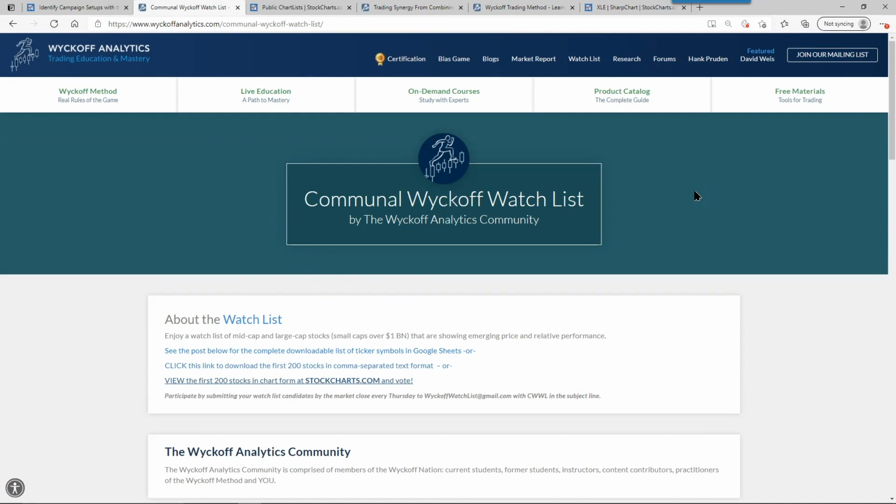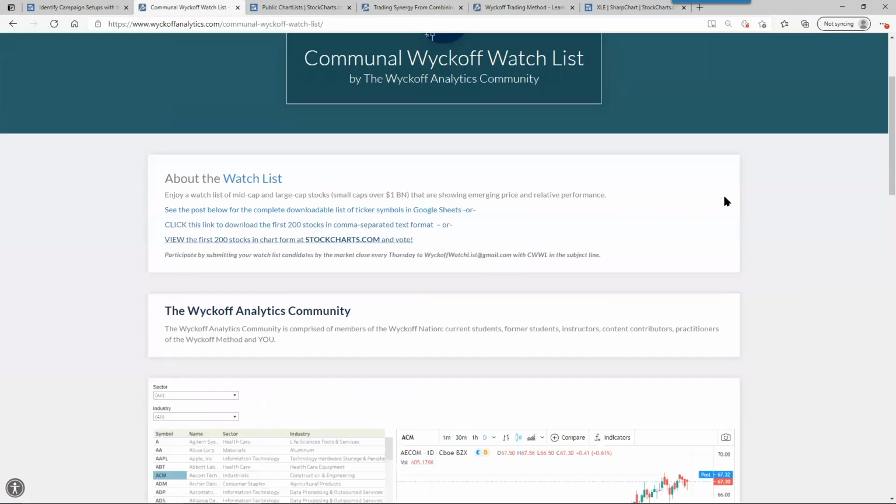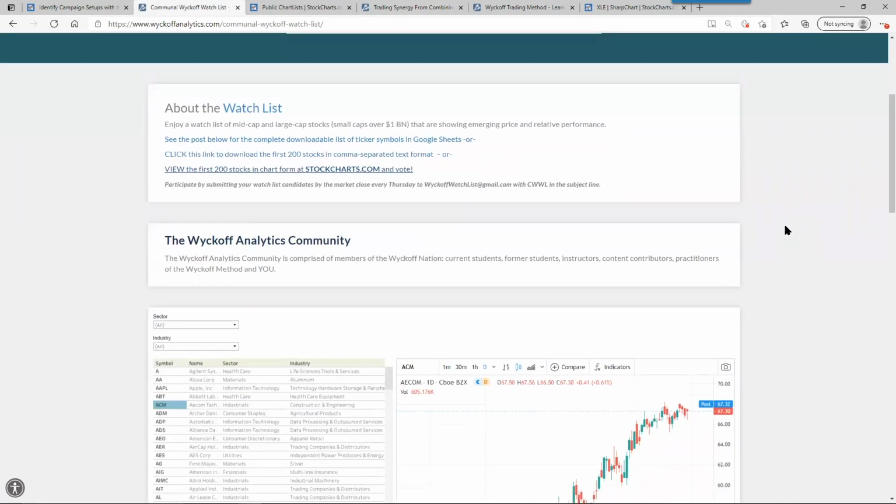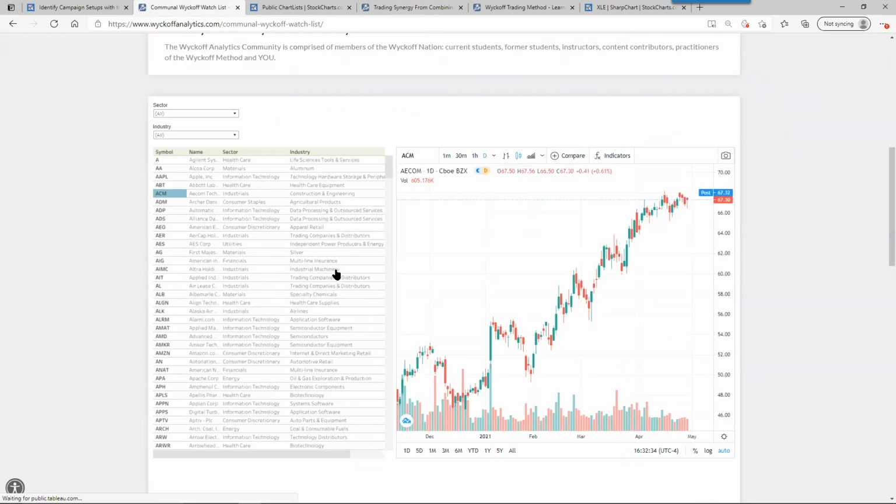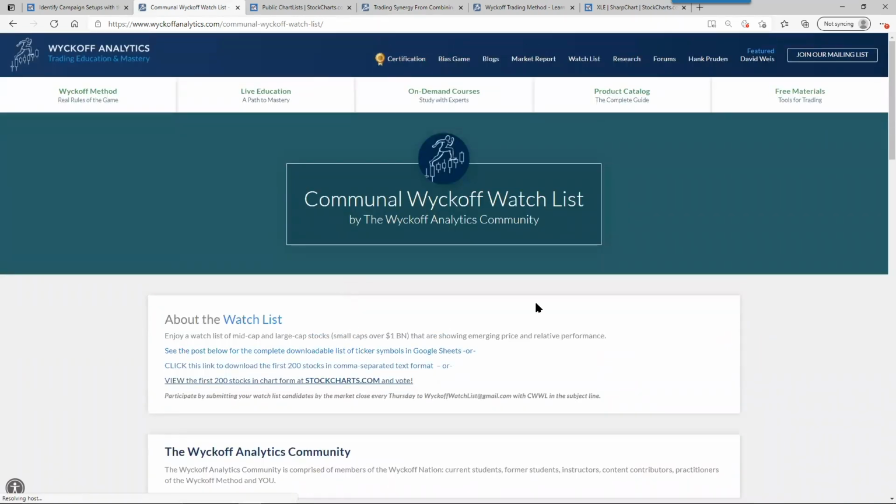And so you can go right to the watch list up here at the top, click on that, you'll get this page, and you can go down and see what to do. There's a number of different ways that you can get this list. You can actually click on stocks here and make charts, but then the other thing you can do is go in and look at them right in StockCharts.com. And there's also a spreadsheet that you can do. So a number of ways to get at this list. It's full of great ideas. It's very interesting. So check it out. It's really cool.